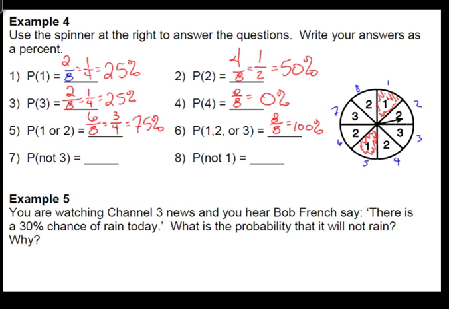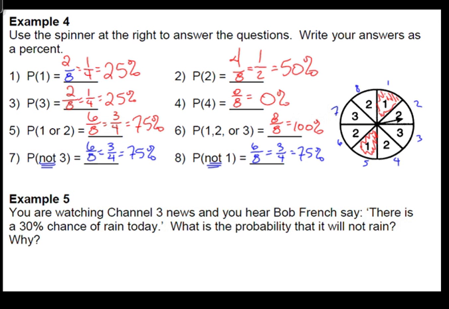For problem number 7, oh, new word here. We have not talked about not. Not means everything but 3. Everything but 3 means it's going to be a 1 or a 2, which is the same as problem number 5, which is 6 over 8, reduces to 3/4, and 75%. For number 8, it says not 1. That means it can be a 2 or a 3. Not 1 goes along with problem number 1. So it was 2 over 8 for problem number 1, so that means there are 6 out of 8 that are not 1. Which is 3/4 or 75%.